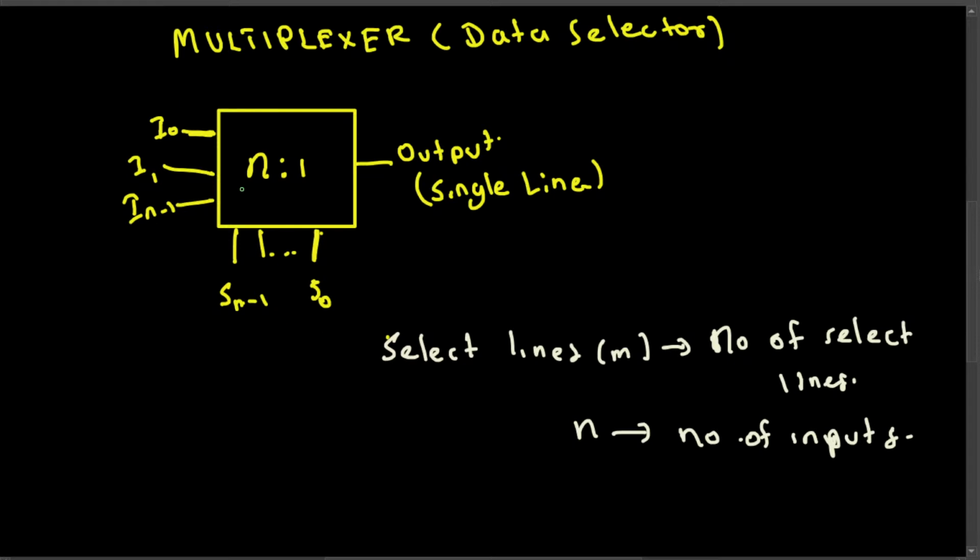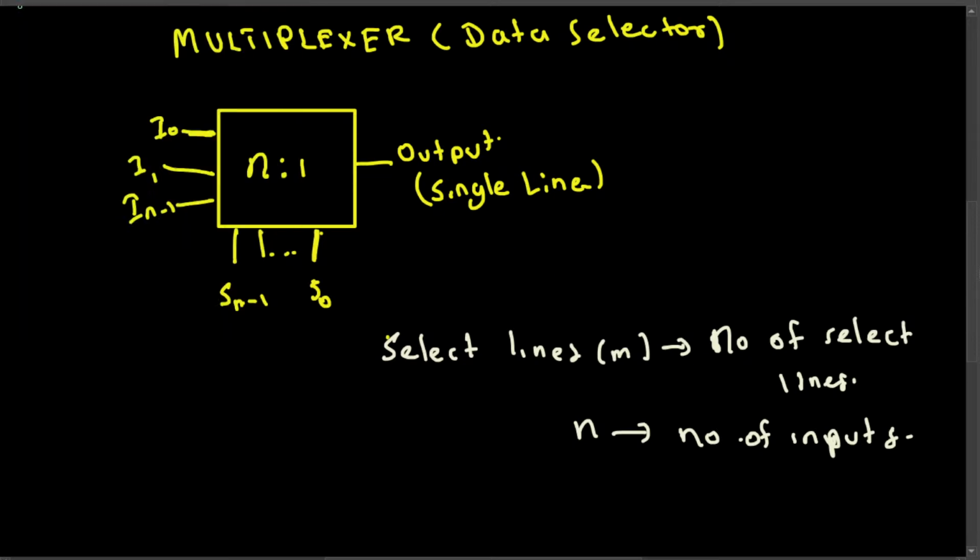It depends on the select line, which should be a minimum of 1. If the select line is 1, then 2 power 1 is the number of inputs, that's going to be 2. If the select line is 2, then 2 power 2, that's going to be 4 inputs. You have to look at it like that.